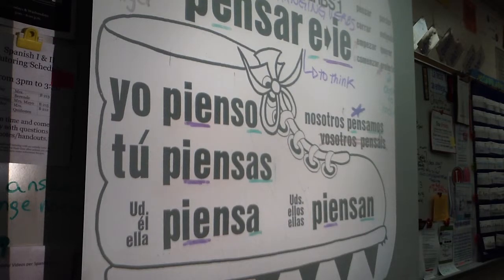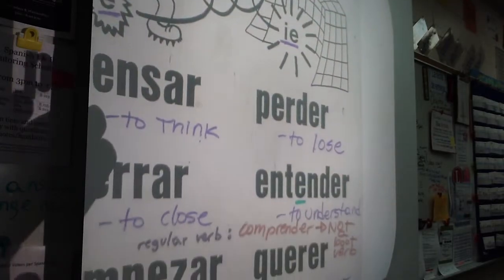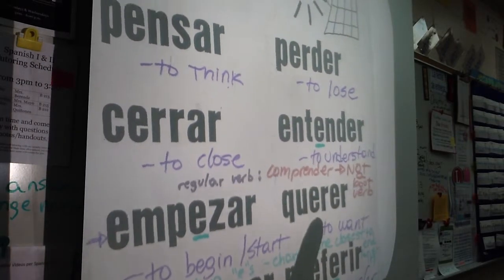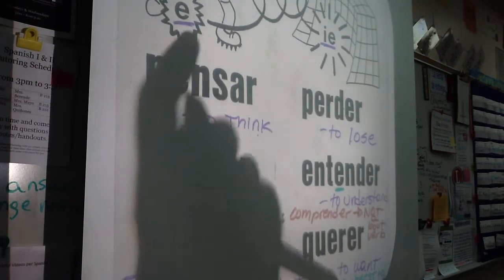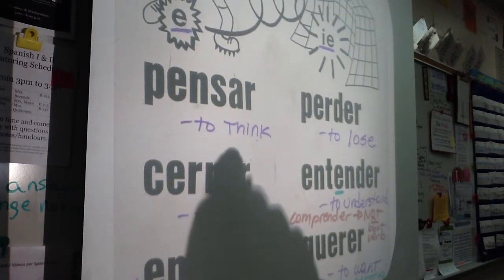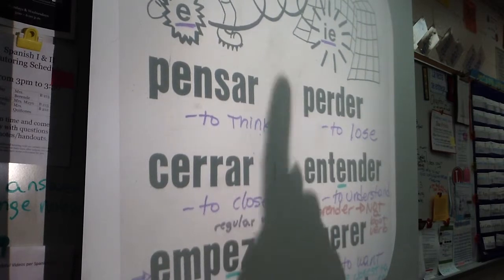So what's the first kind of change? O to UE. What's the second kind? E to IE. What's another verb that's E to IE that we've already done in Spanish 1? Tener was one. Anybody remember the other one? Querer was the other one we did in Spanish 1. But again, there's more verbs that are going to be the same pattern, changing from E to IE.